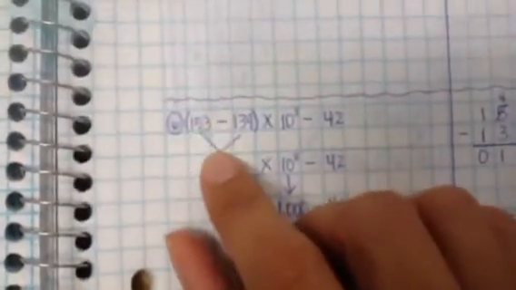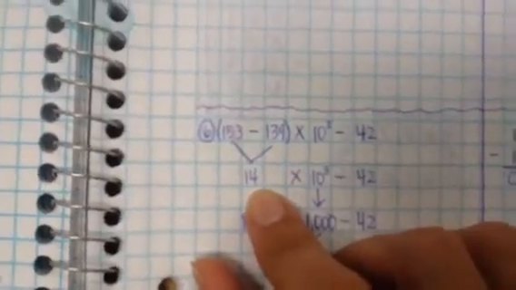All right, now the first thing we need to do is what's in parentheses. 153 minus 139, which is 14. And here's my work for that. Make sure that you regroup because you can't do 3 minus 9. Okay, you got to regroup that. All right, so then we end up with 14.